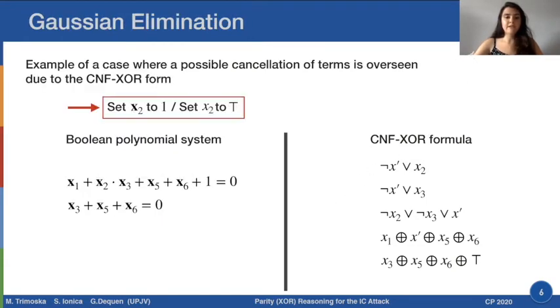So let's say that in this case, we want to set x2 to 1, or respectively in the CNF XOR formula, we want to set x2 to true. Now, what happens on both sides? On the left, the variable x2 is cancelled out because this whole term x2 times x3 will be equal to 1 only if both terms are equal to 1. So now that we know that x2 is equal to 1, x2 doesn't matter anymore. The value of this term depends only on x3.